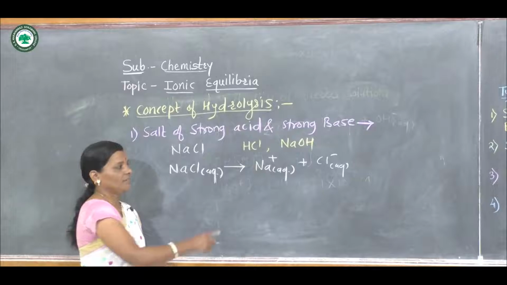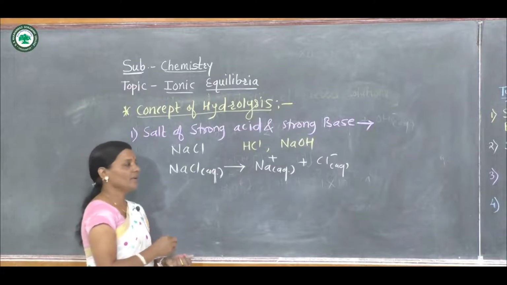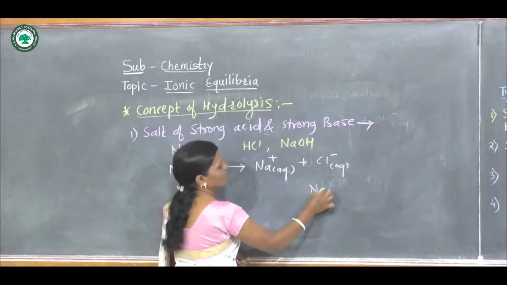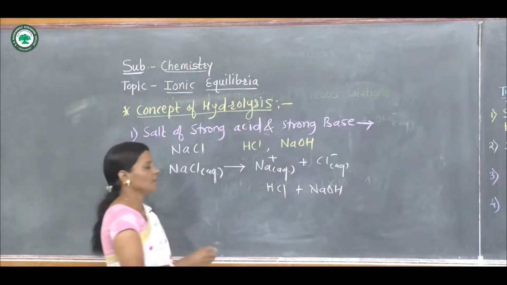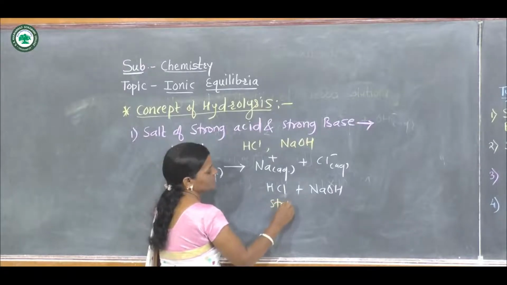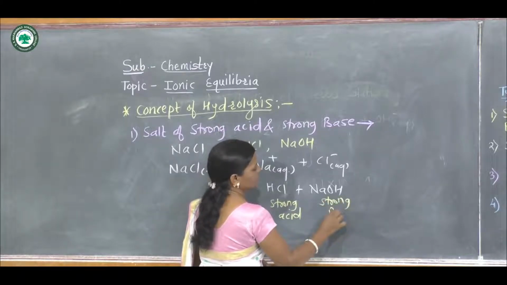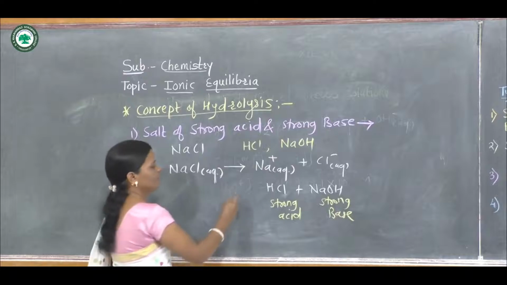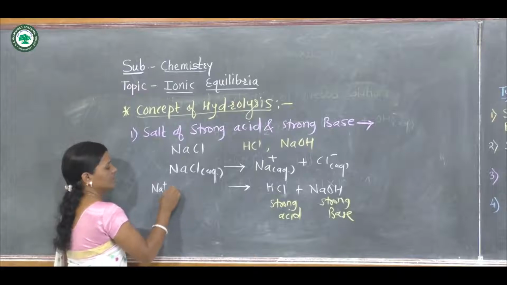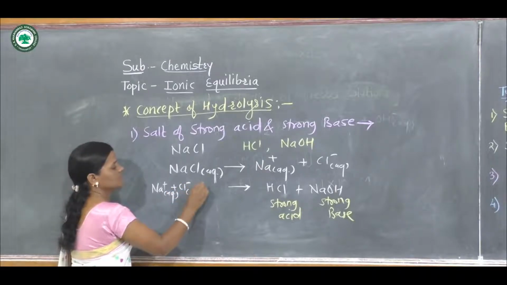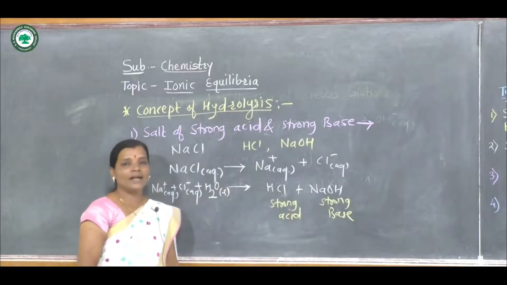Now here both these ions, Na plus and Cl minus, do not have the capacity to react with water ions, because if they were reacting with ions of water, then the possible products are NaOH and second one is HCl, and both are strong electrolytes. This one is a strong acid and this one is a strong base. Here when this Na plus ion and Cl minus ion react with water, then the possible products are HCl and NaOH.